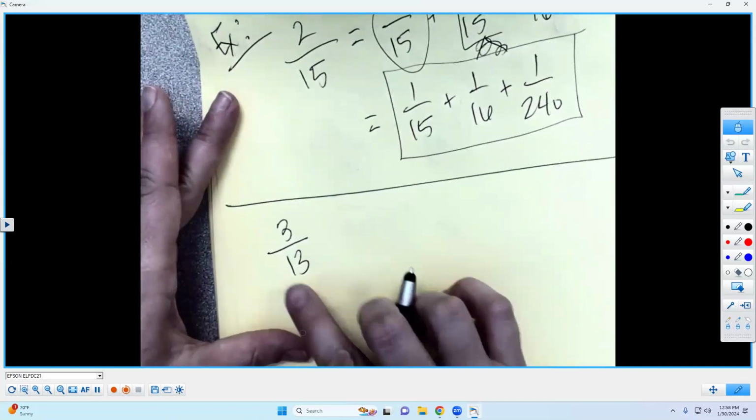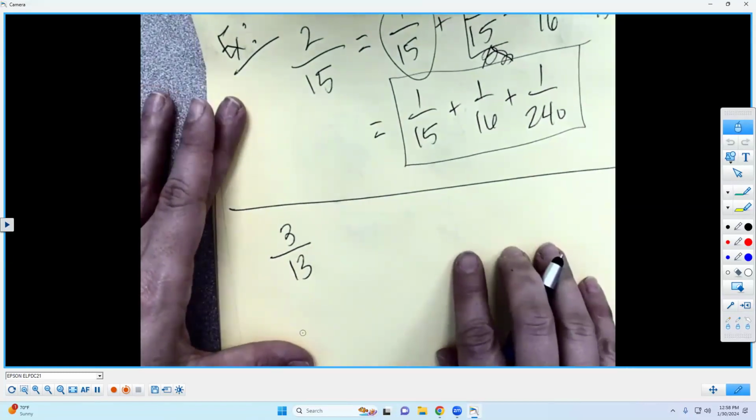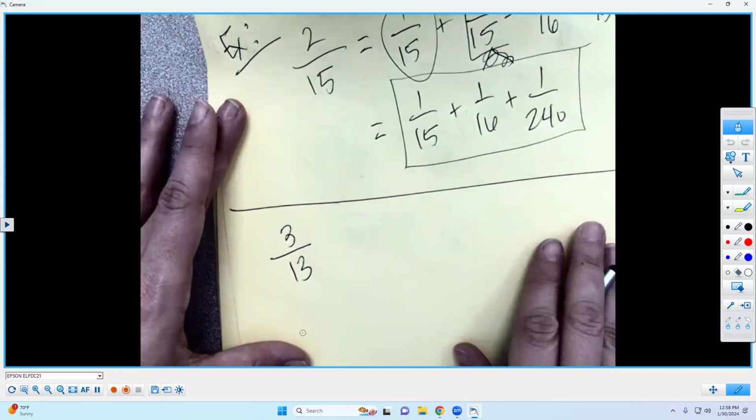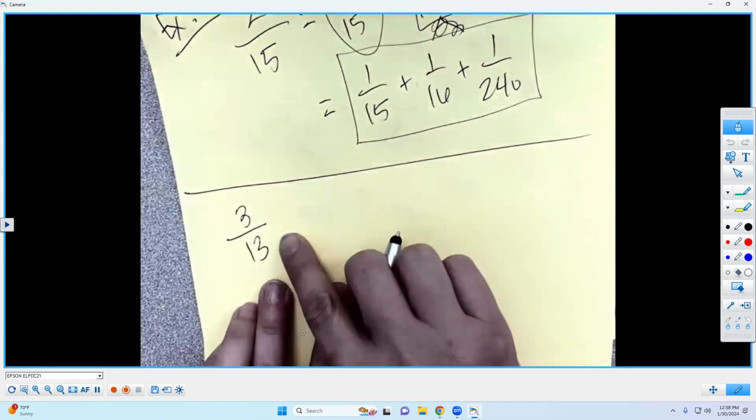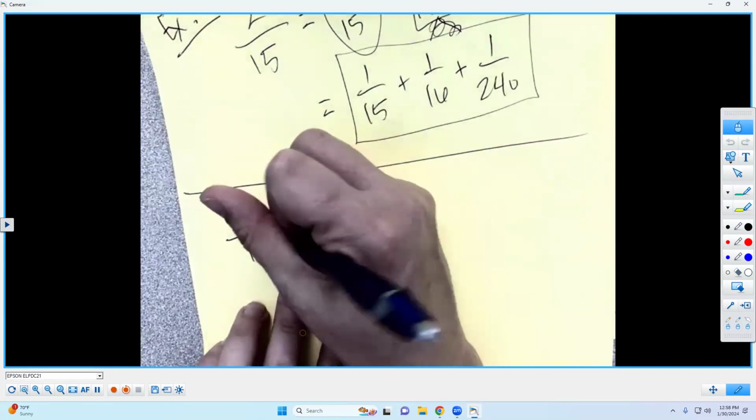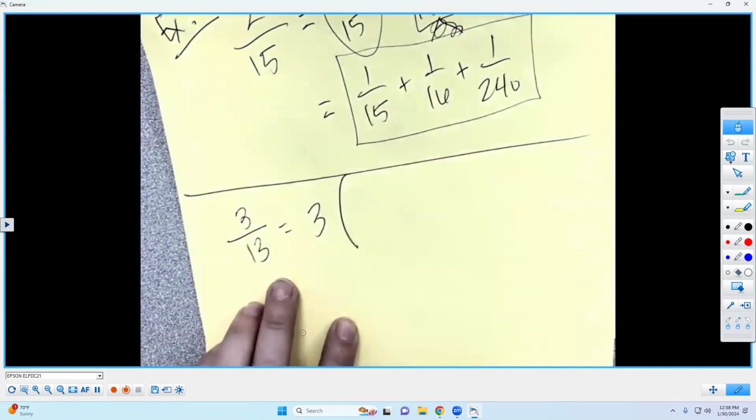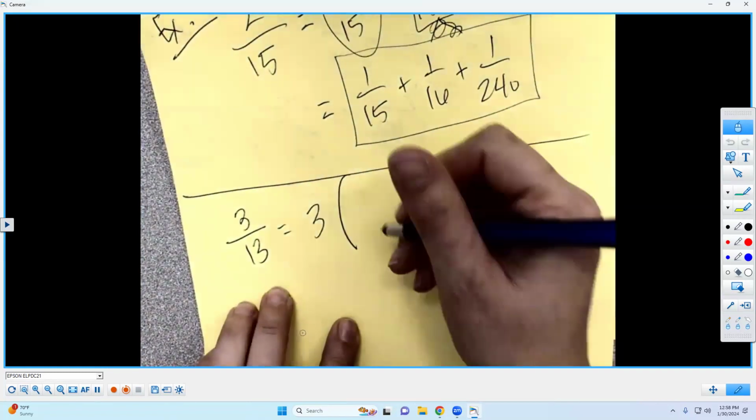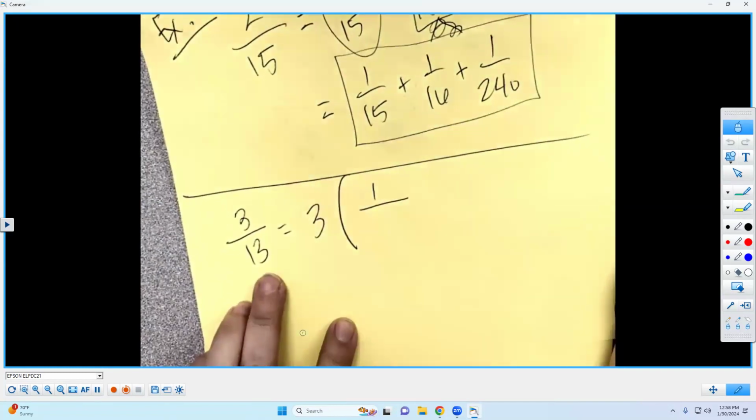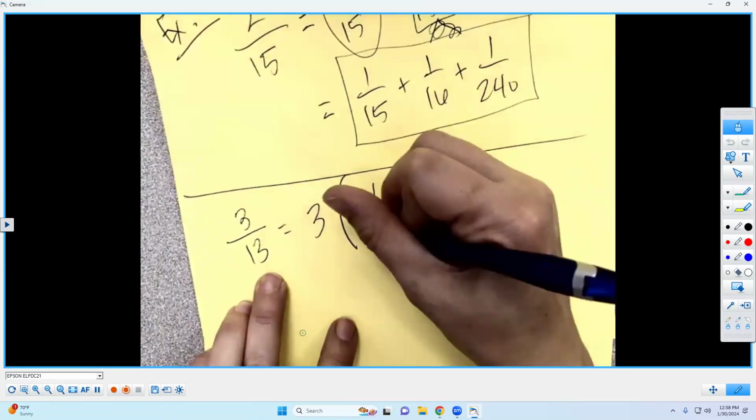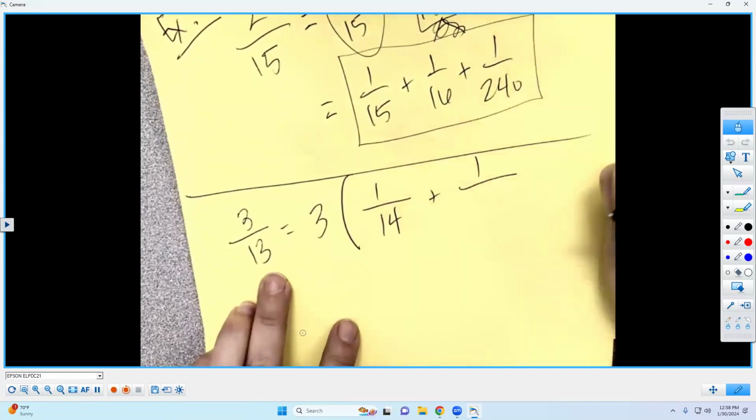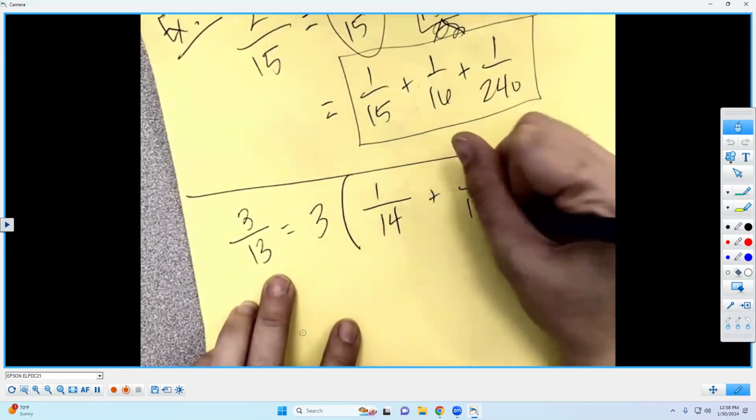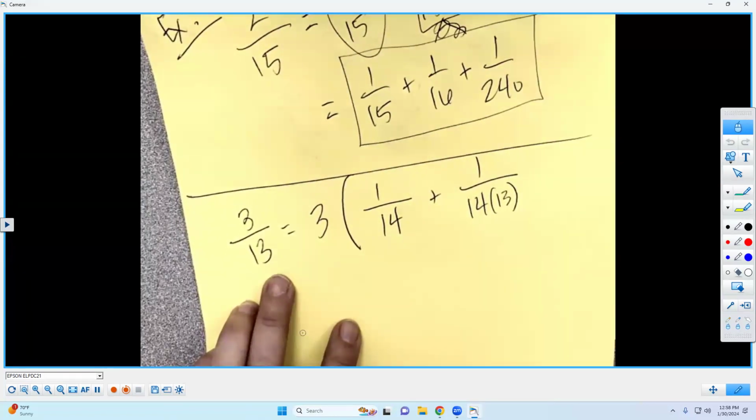If you can write, this one's not going to work, the way I'm about to do it. So feel free to write this or just watch if you don't want the wrong thing in your notes. If I did this the same way I did the 2, I would write this as 3 times, break it up: 1 over 14, plus 1 over 14 times 13.